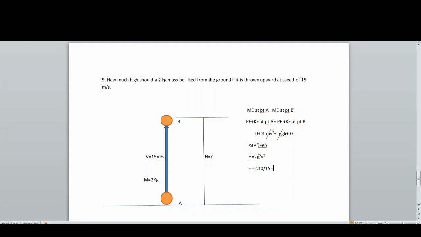Oh sorry guys, here I have written the inverse. h equals v² over 2g. v² is 50², so 50² divided by 2g. 2 times gravity is 2 times 10. The final answer becomes 11.25 meters.